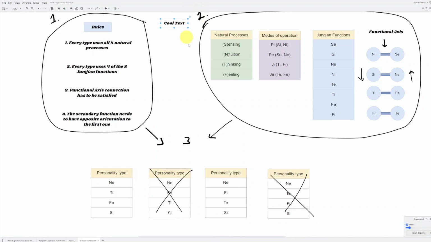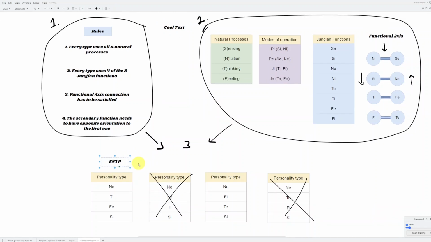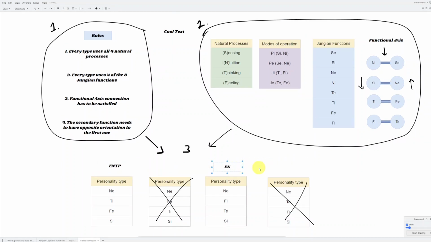So those are the types that represent the ENTP, is this one, and this one is the ENFP.